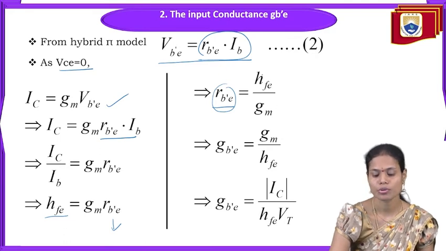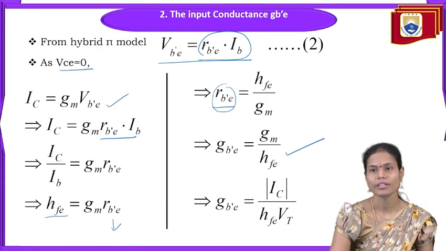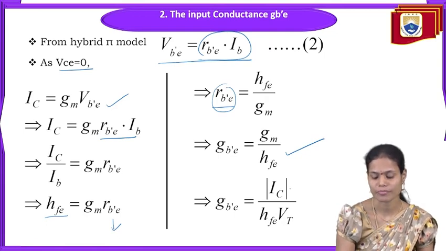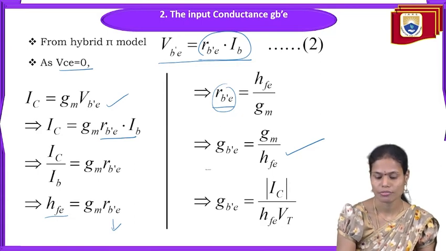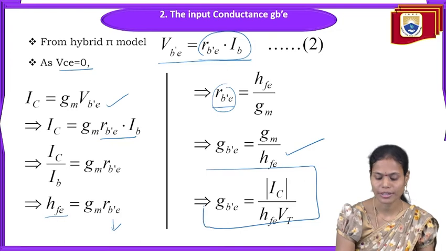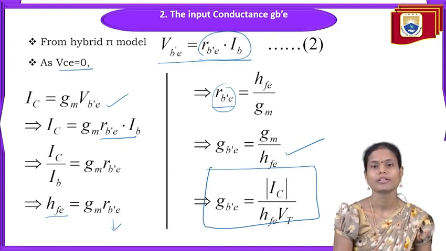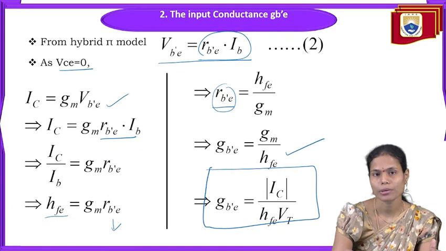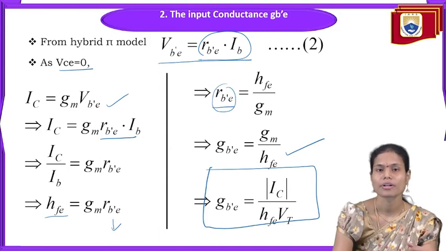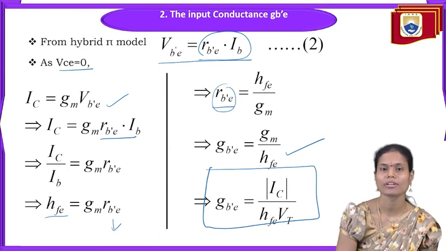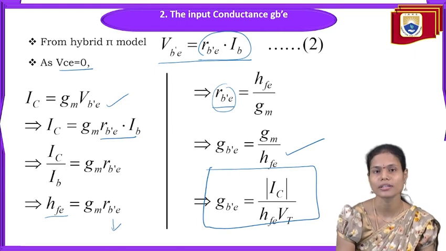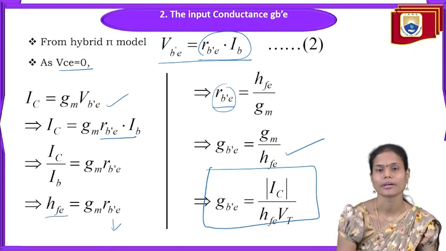GB'E is the reciprocal of this RB'E, so that's GM by HFE. If you substitute the value of GM here, that is IC by VT, so IC divided by HFE VT is the input conductance GB'E. To calculate any parameter in the pi model, we have to take the small signal hybrid equivalent model as well as the high frequency equivalent model. From both cases, we need to find the parameter and equate the two to find the parameters in the hybrid pi model.